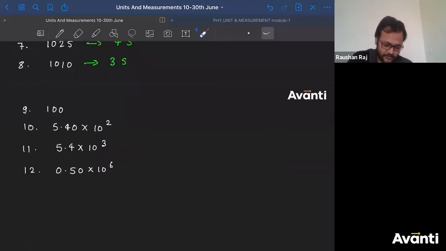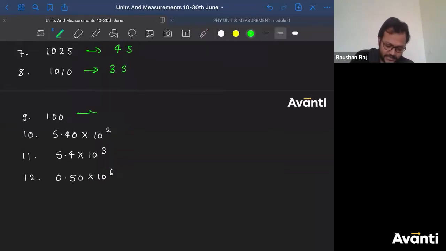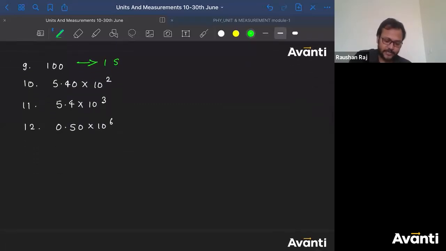ठीक है? चलो, in this one, how many significant digits are there? Only 1. Yes, Tanmay, correct. Now tell me, in this 10th question, how many significant digits will be there? Yes, 3. Correct. Very good. It will have 3 significant digits. 11th, only 2. 12th, only 2. Guys, click yes if you understand how to count the number of significant digits.